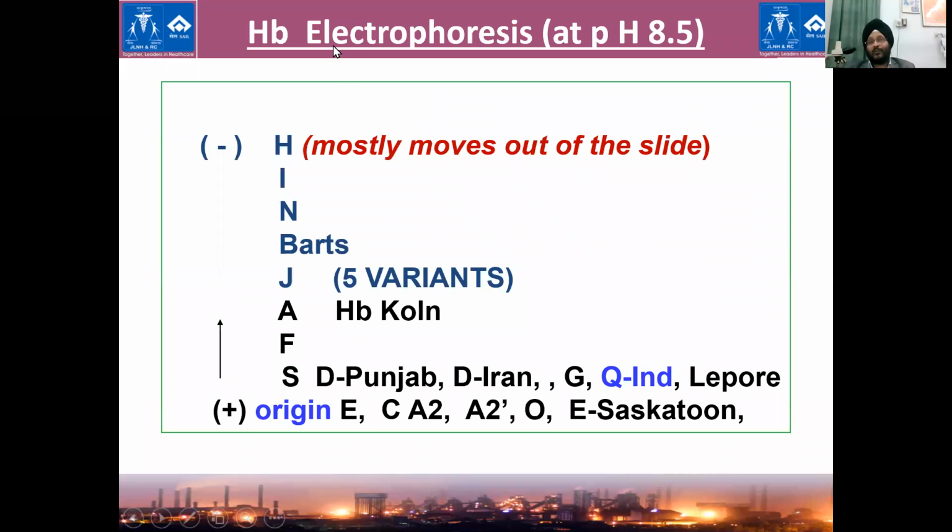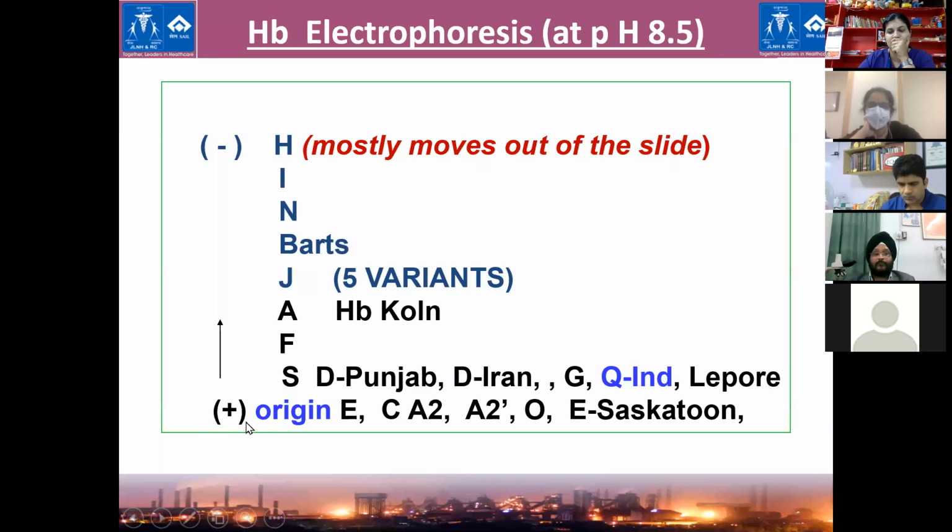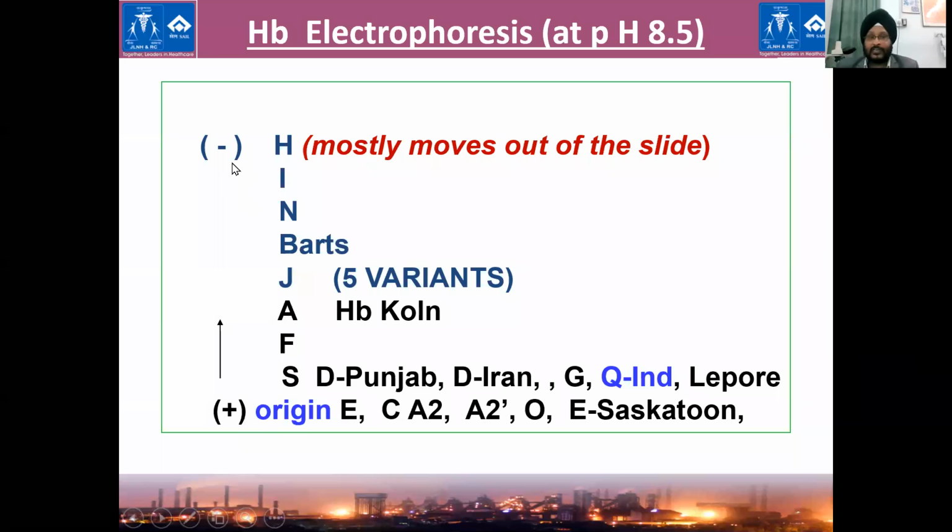Just to show you how the electrophoresis looks like, because nowadays you won't see this. There was a positive anode and a negative charged electrical field, and from the origin, the hemoglobin based on its charge moved from one end to the other end, and based on their separation, they were grouped together in various groups like hemoglobin E, C, A2, then hemoglobin S, D Punjab, D Iran, Q India, and so on.